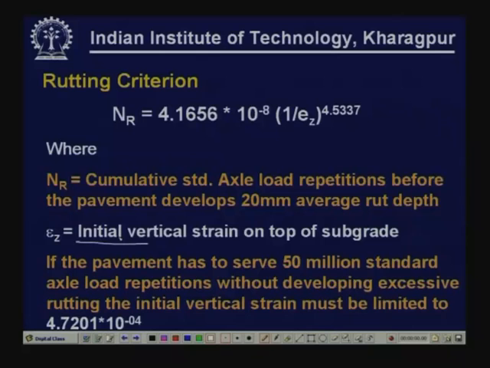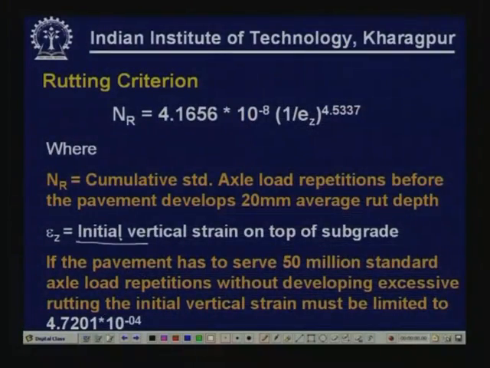If the pavement, for example, has to serve about 50 million standard axle load repetitions without developing excessive rutting, that means without developing more than an average of 20 millimeter rutting, the initial vertical strain must be limited to, by substituting 50 million standard axles in the above equation, we get the corresponding epsilon Z value to be 4.7201 into 10 to the power of minus 4. So, the initial computed strain should not be more than this value.